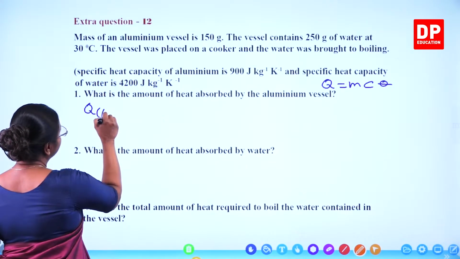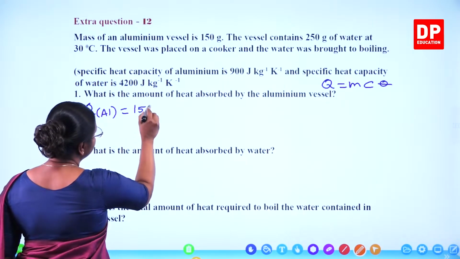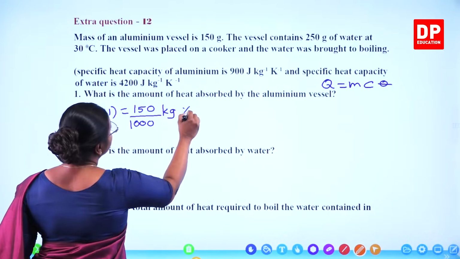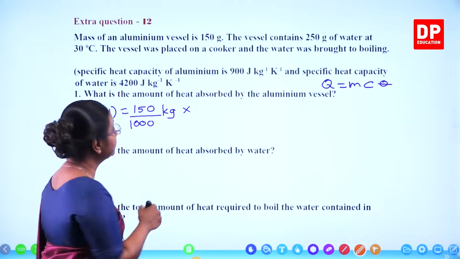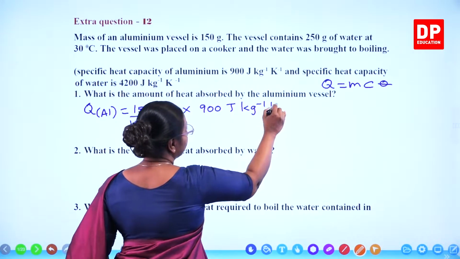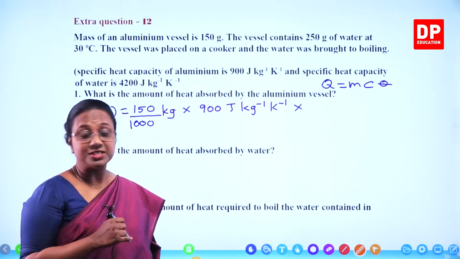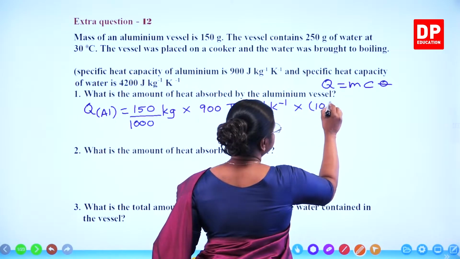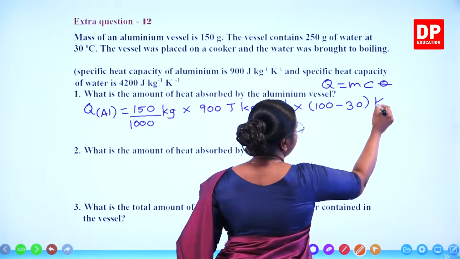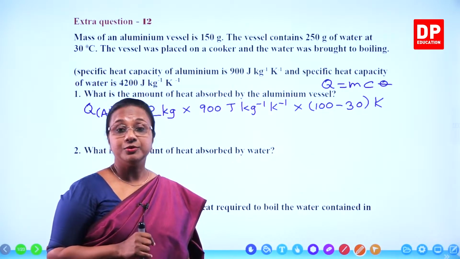I will say aluminium. So, that is equal to the mass of aluminium, that is 150 grams, but we have to divide it by 1000 so that we get it in kilograms, into the specific heat capacity, 900 joule per kilogram per Kelvin, and theta. What is the final temperature? 100 degrees Celsius minus the initial temperature 30 degrees Celsius. You all know when it comes to difference, Celsius and Kelvin are equal. So therefore, I'll use the unit as Kelvin.